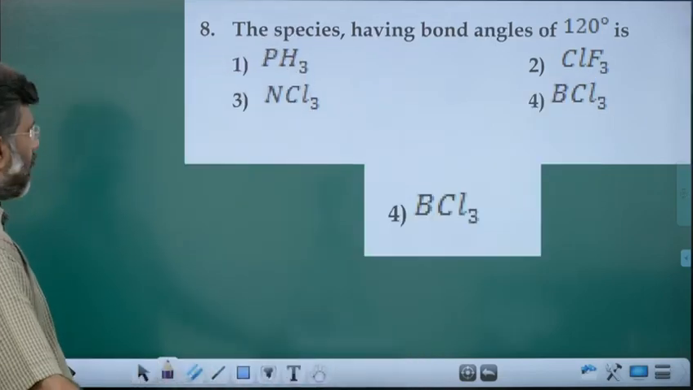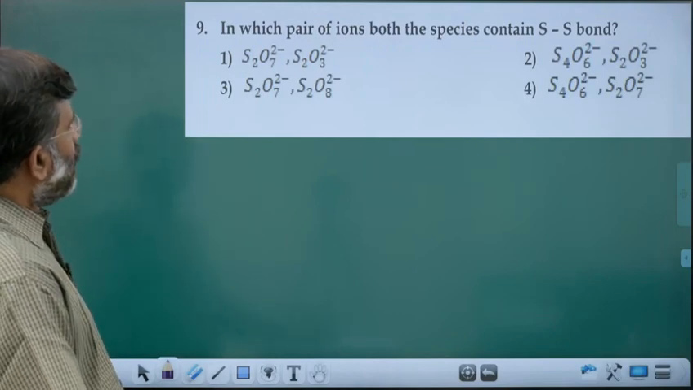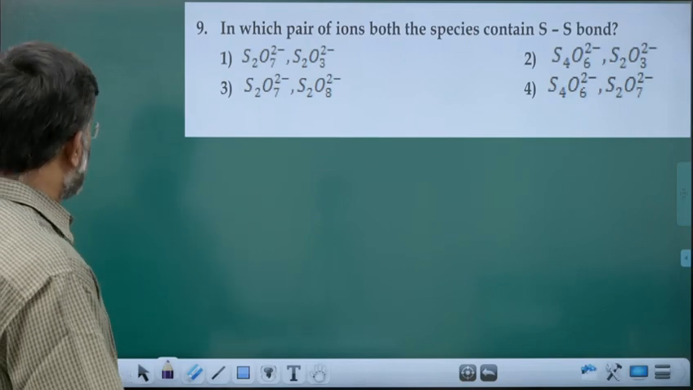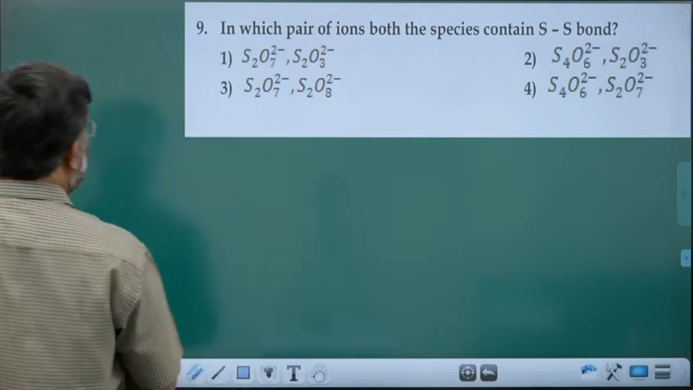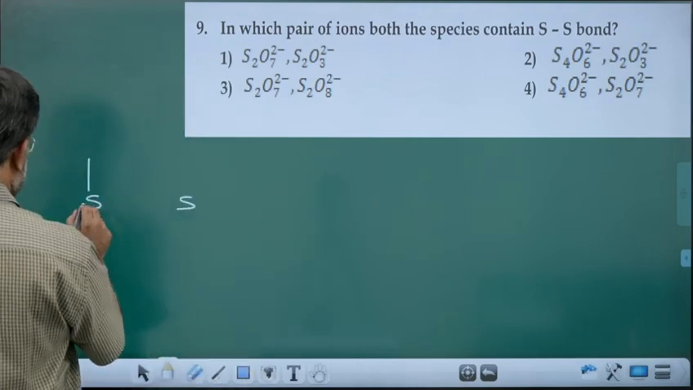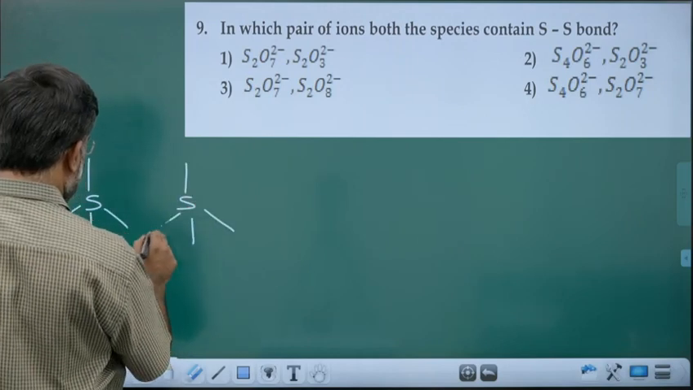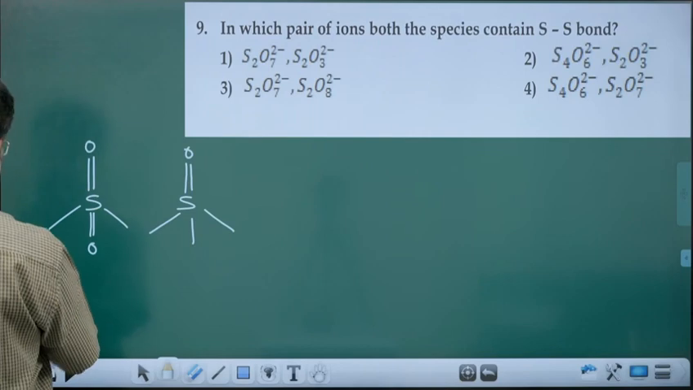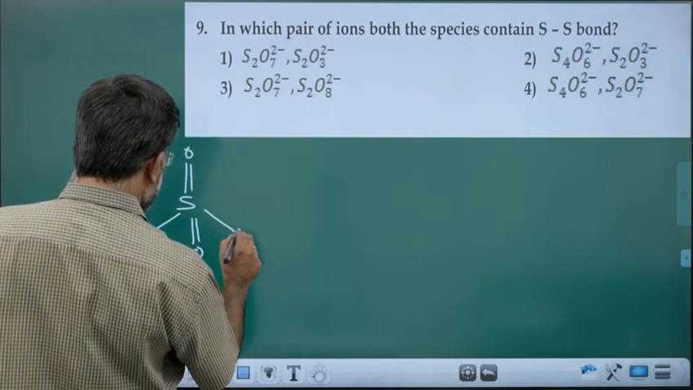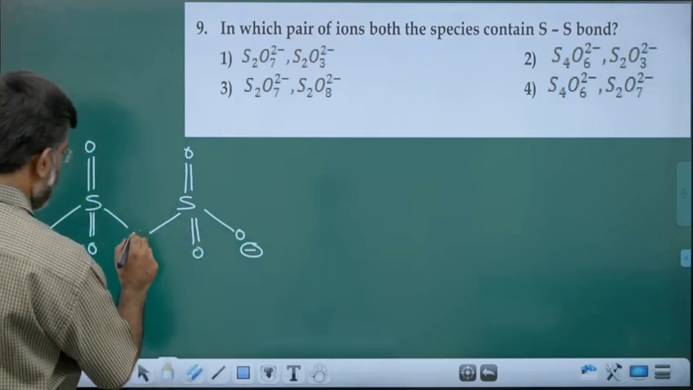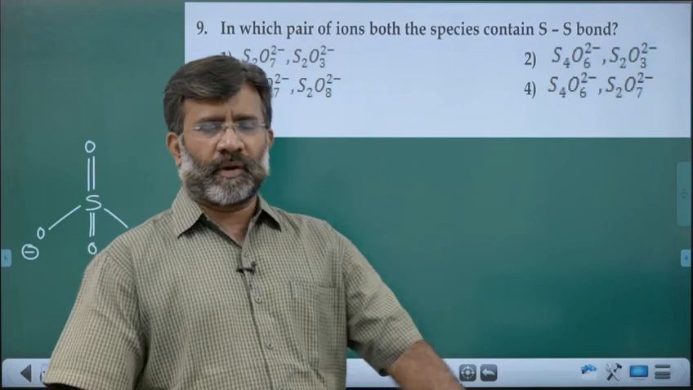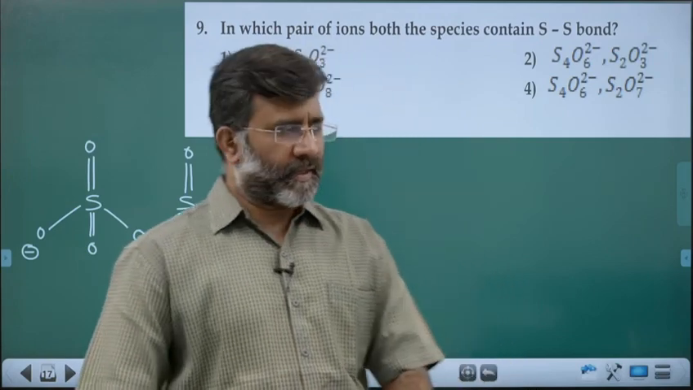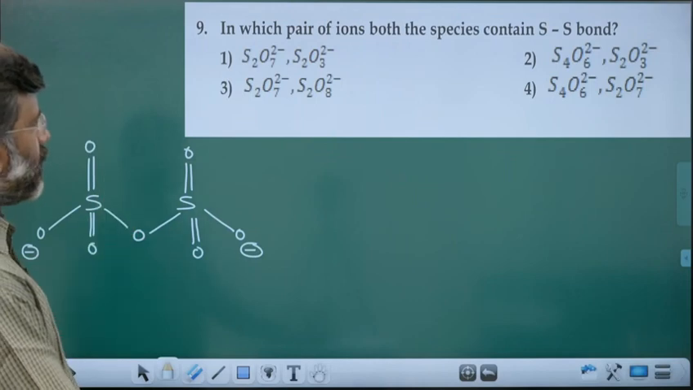Next one. Which contain S-S bond? S2O7 2 minus. S2O7 2 minus has 7 oxygen. So there is no S-S bond in S2O7 2 minus. It is oleum, salt of oleum. There is no S-S bond. Therefore, first choice is out.